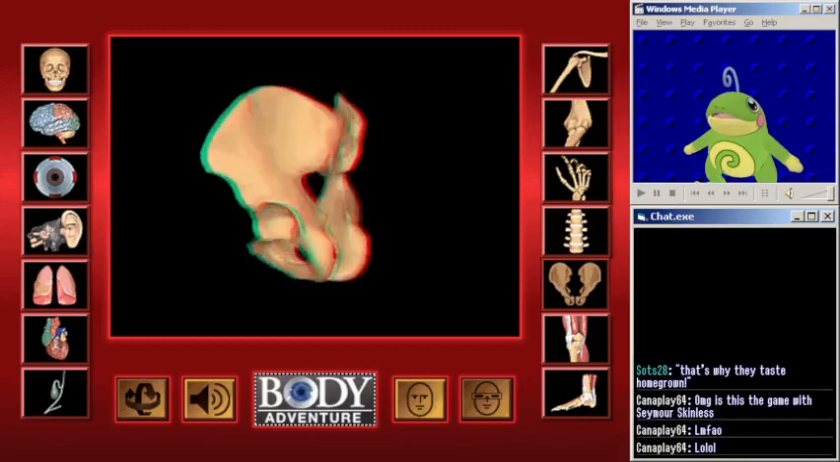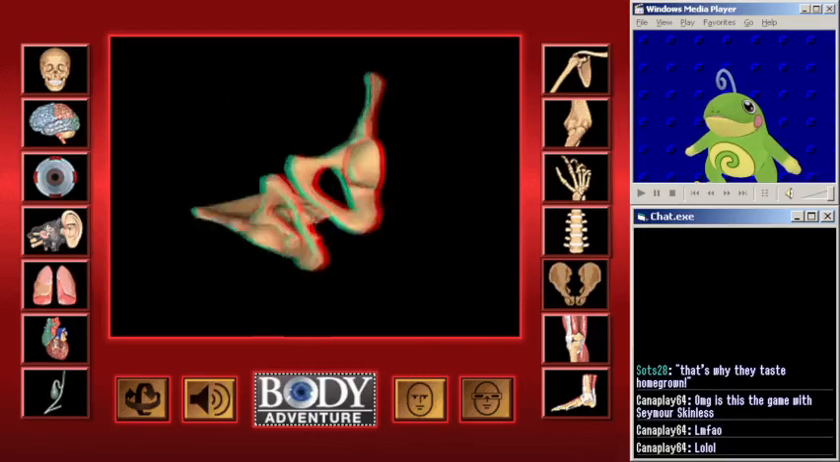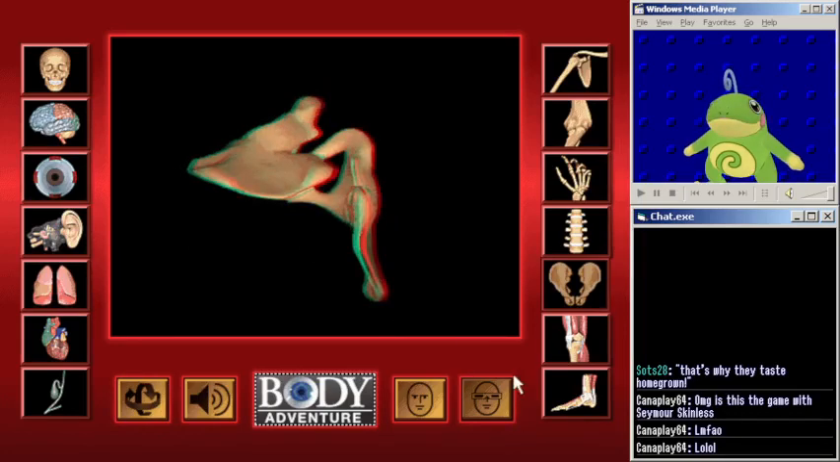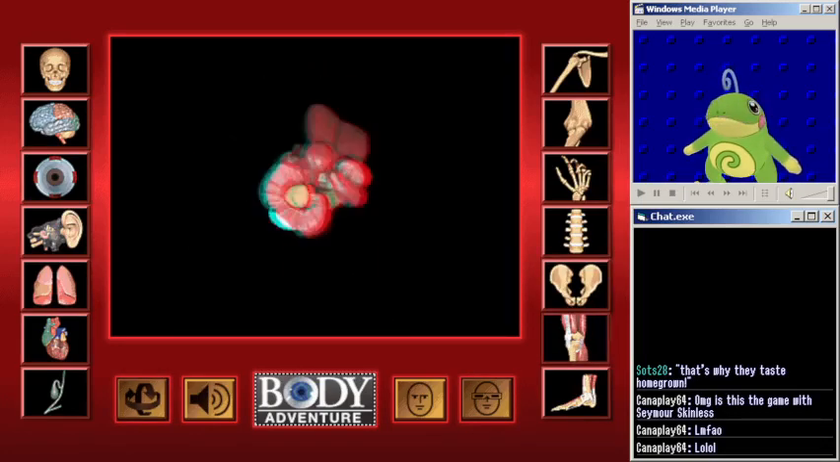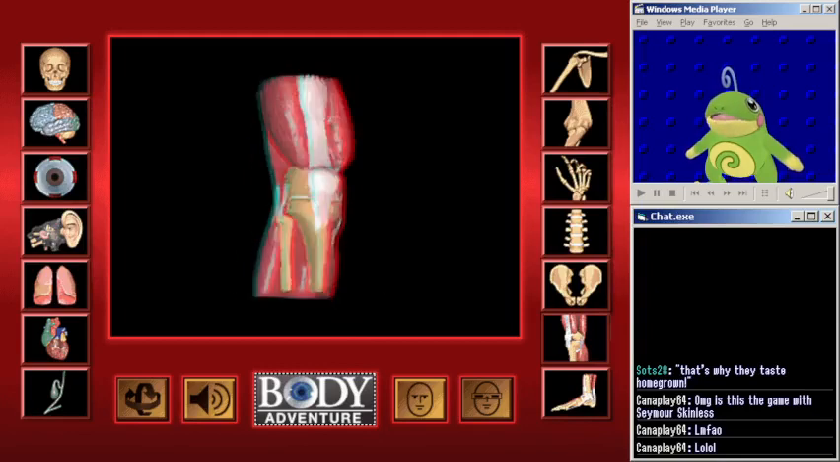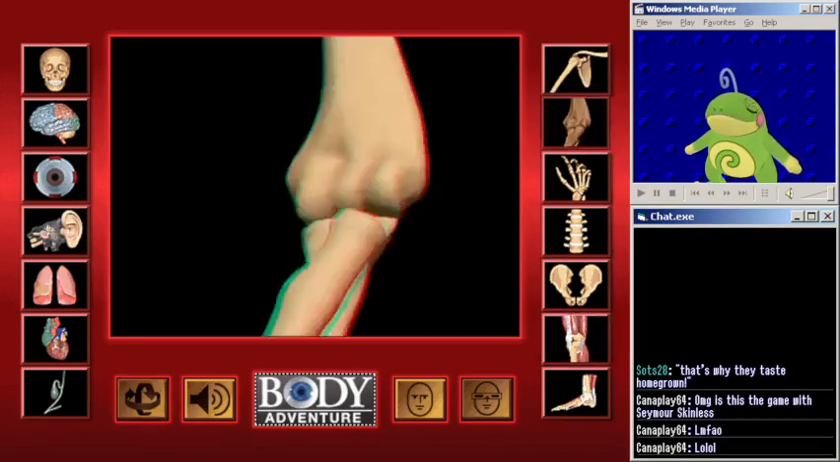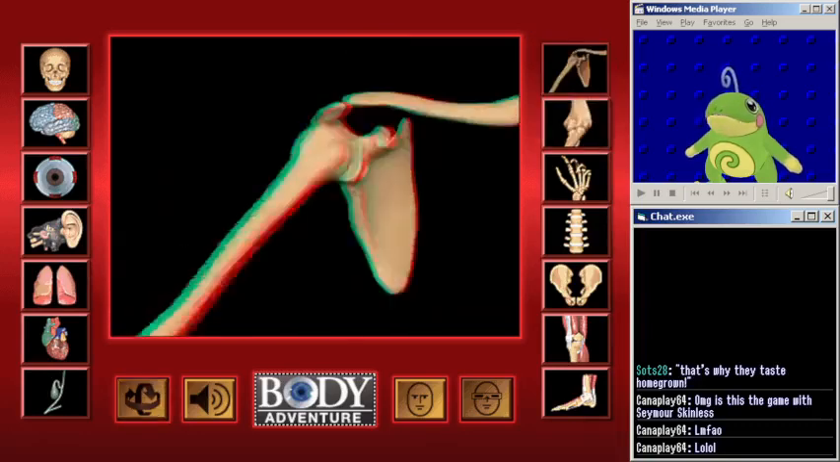Ah, the pelvis. Truly a wonderful bone indeed. Knee. Oh, this one doesn't have an action feature. It just rotates. I mean, I guess we already had the elbow and the shoulder.